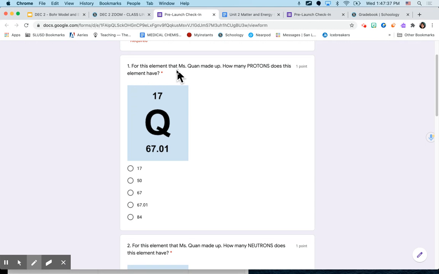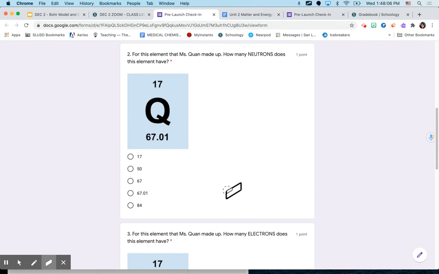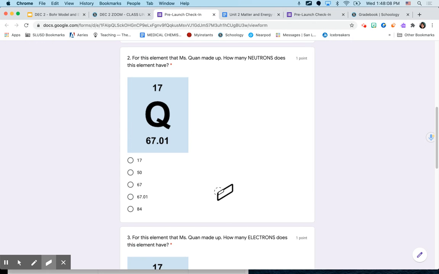Question number 1 asks, for this element that Ms. Kwan made up, how many protons does this element have? To find protons, it's our top number. So this is going to be an element with 17 protons. The top number tells you how many protons you have. Most people got that after Nearpod lesson 3.4.